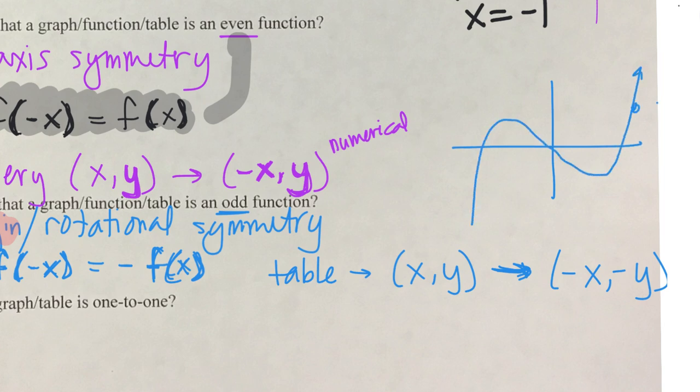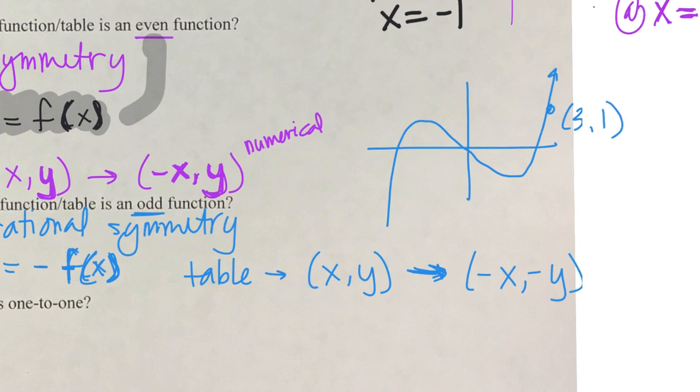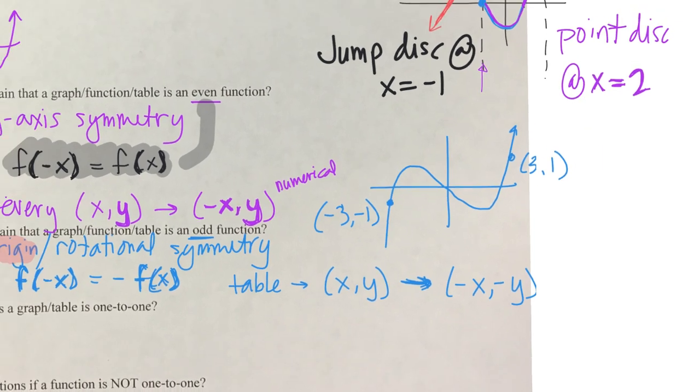So if this point over here were (3, 1), then its friend point over here would be (-3, -1). Both x and y change signs in an odd function.